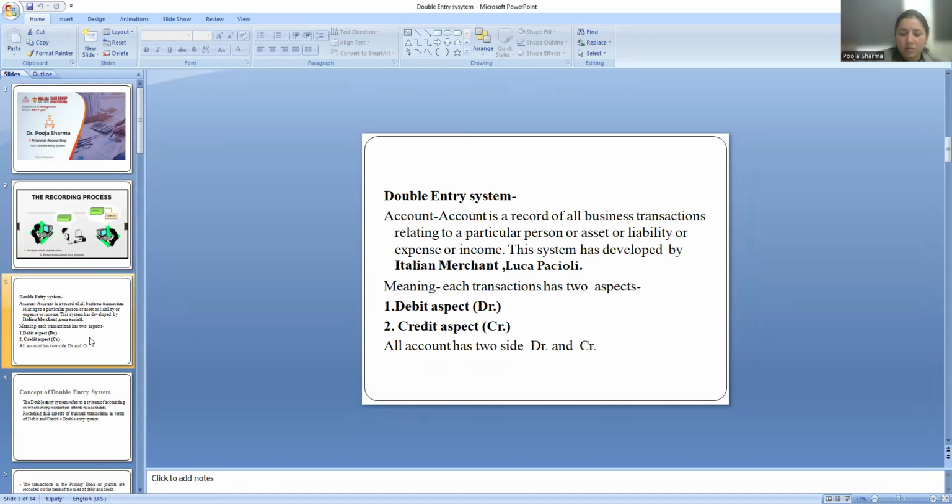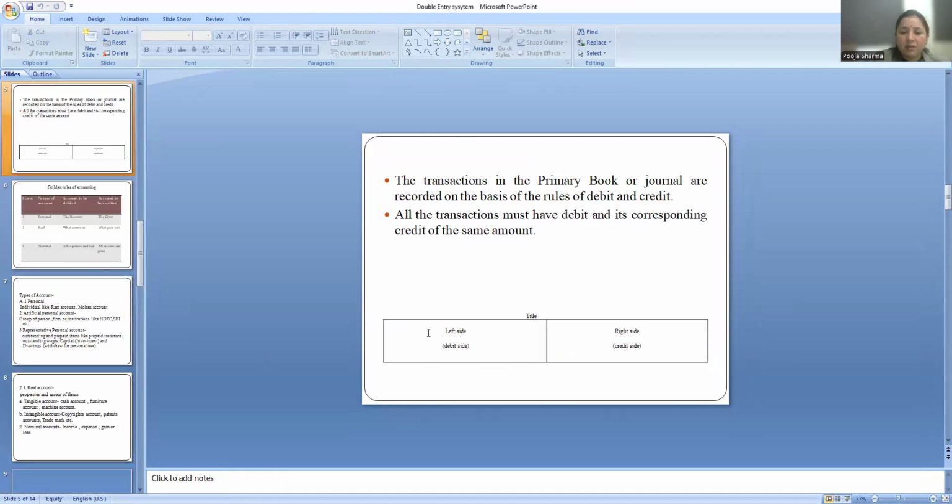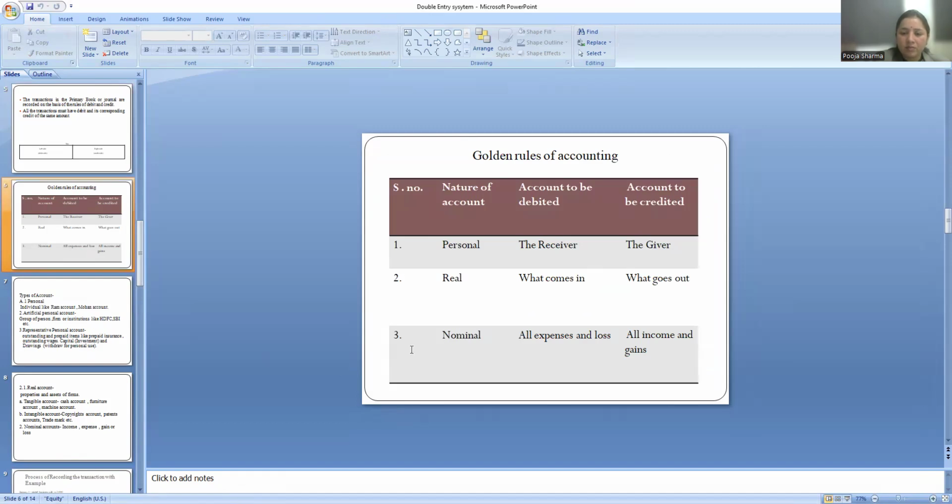What is the double entry system? The double entry system is where every transaction has two aspects, the debit and the credit aspects. On the basis of these rules, we can record the transaction, we can debit the transaction, we can credit the transactions.